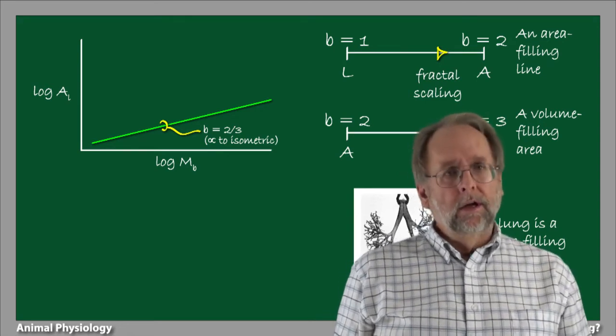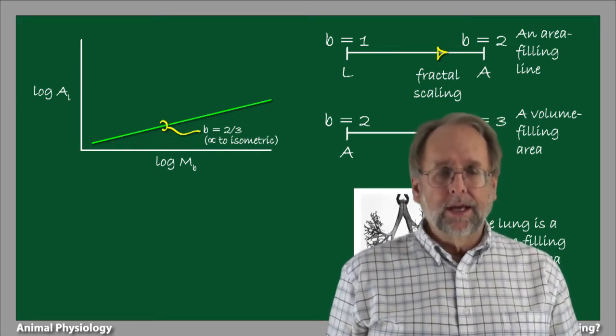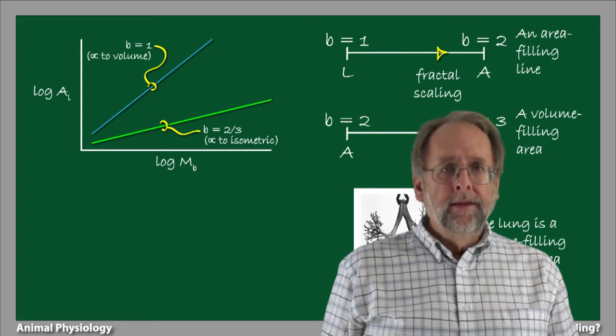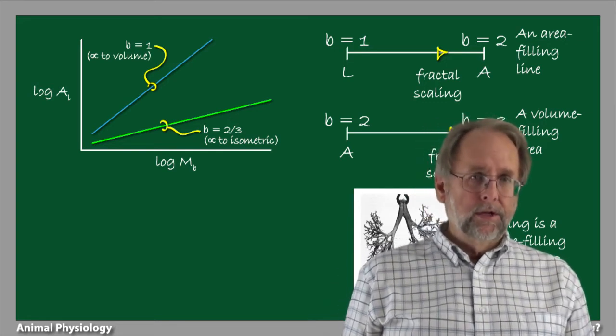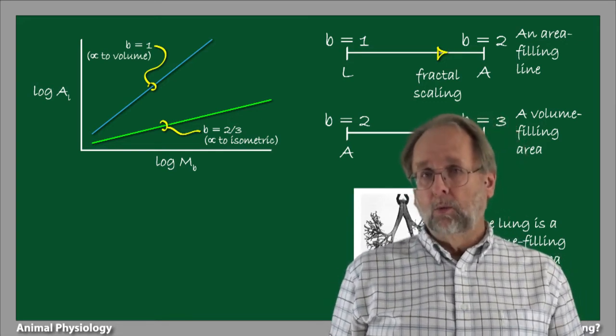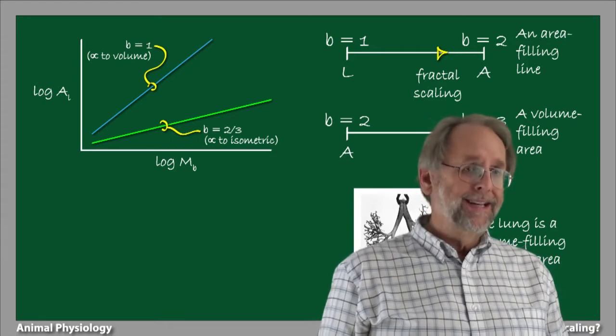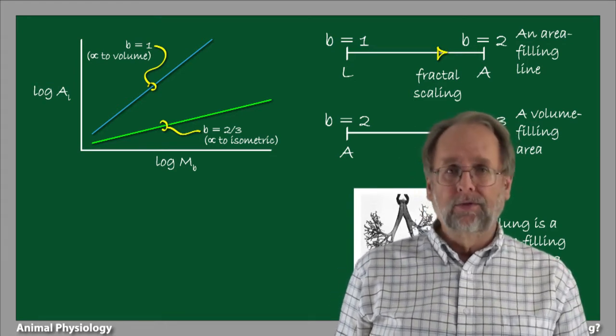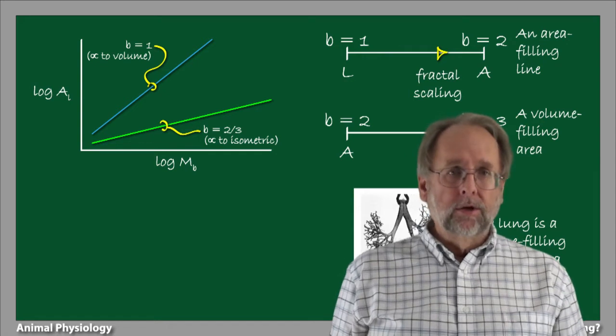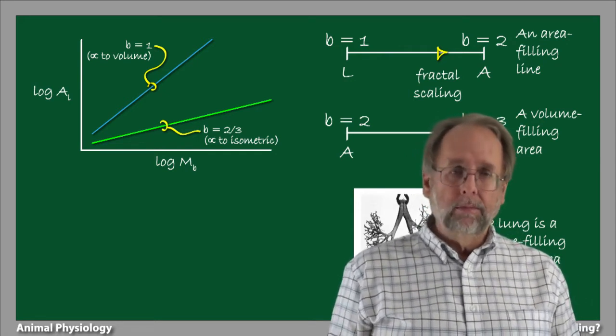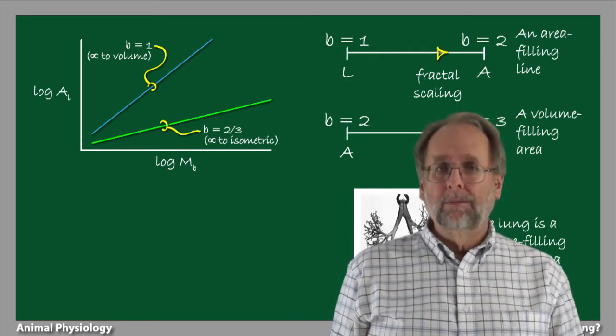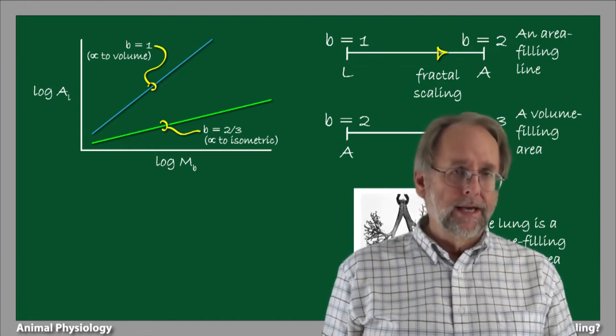The alternate scenario is to imagine that lung surface area scales to body mass directly. That is, the scaling exponent of surface area versus body mass should be equal to 1, which is tantamount to saying that it scales proportionally to the body's volume. This is the scenario we would expect if total body metabolism was simply the sum of all the cell's metabolisms added together.